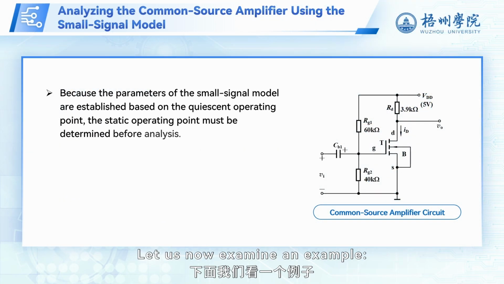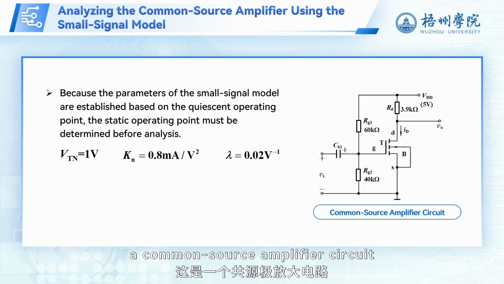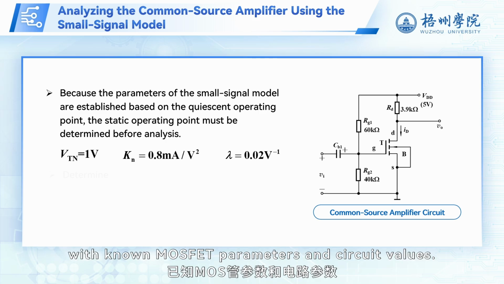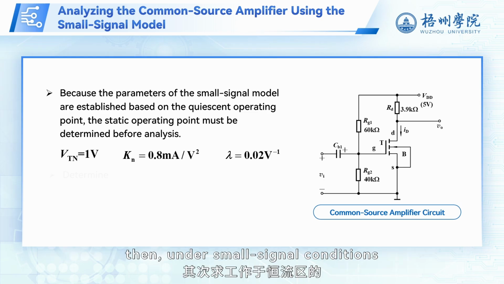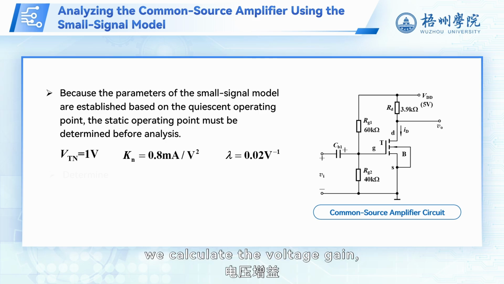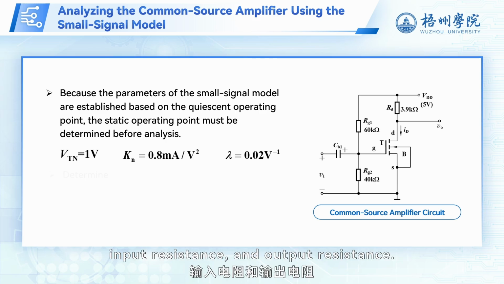Let us now examine an example. A common source amplifier circuit with known MOSFET parameters and circuit values. First, we determine the circuit's static operating point. Then, under small signal conditions in the saturation region, we calculate the voltage gain, input resistance, and output resistance.